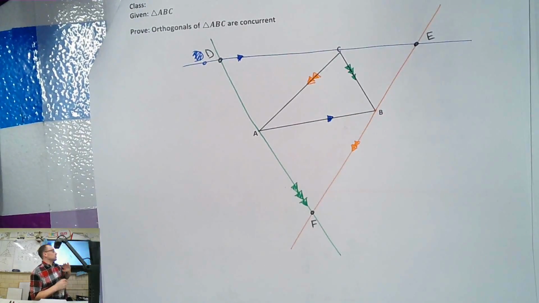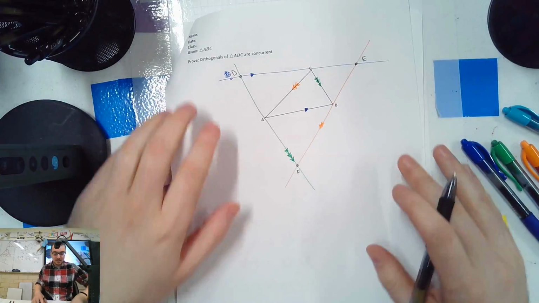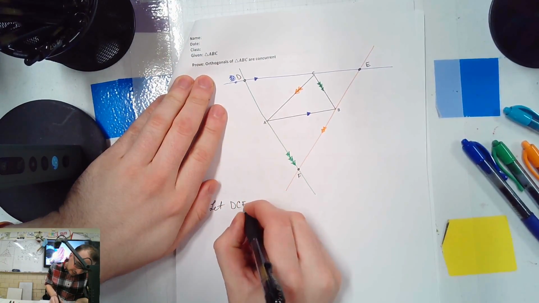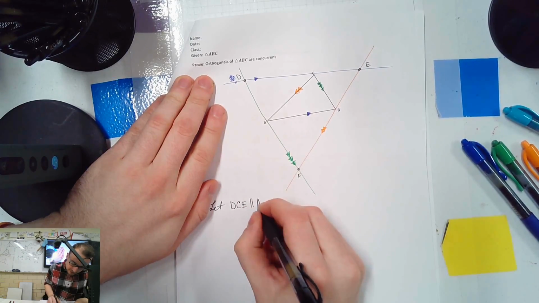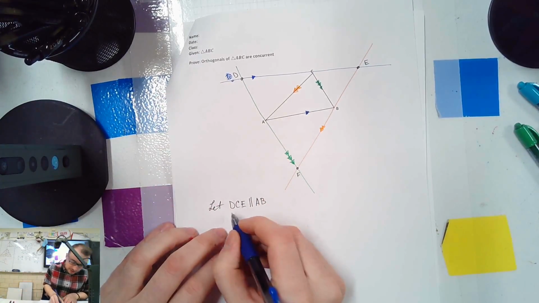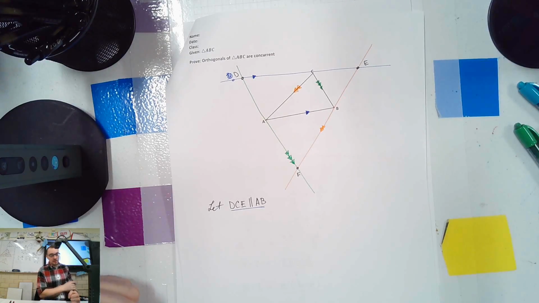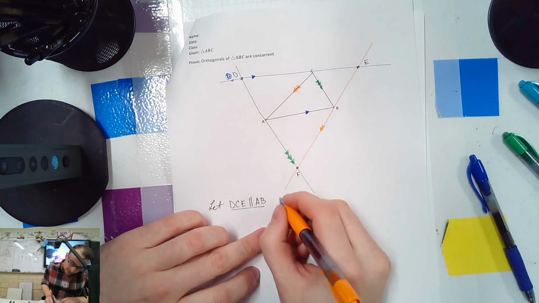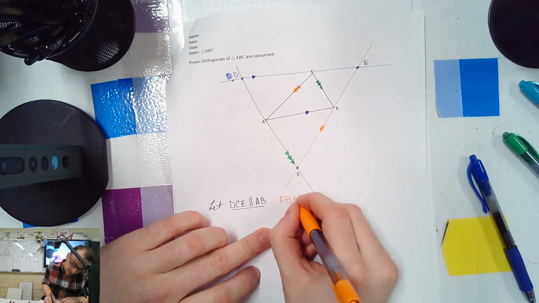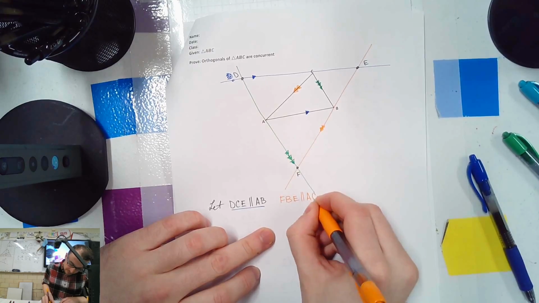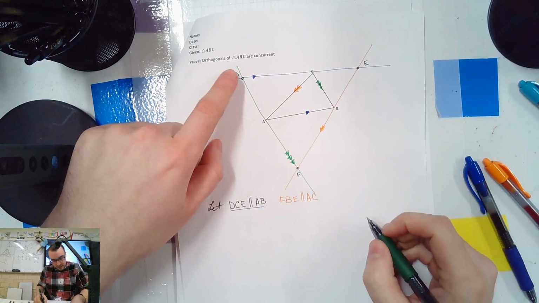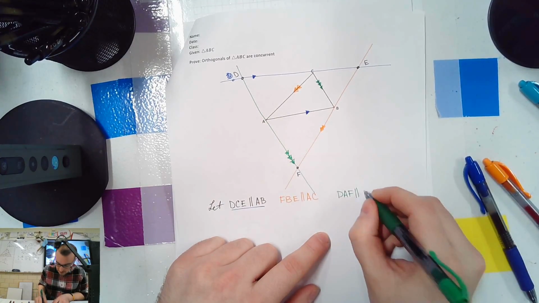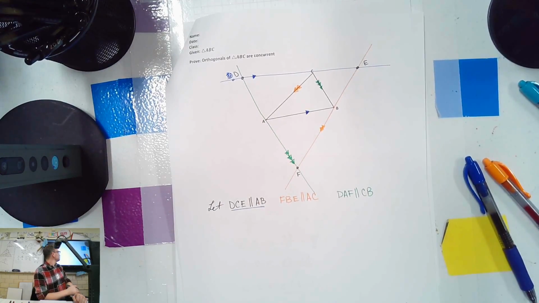So here's what I'm going to write for that, okay? I'm going to say let DCE be parallel to AB, right? Those are my two blue guys. Let them be parallel. I'm going to say let FBE be parallel to AC. And I'm going to let DAF be parallel to CB. Okay?